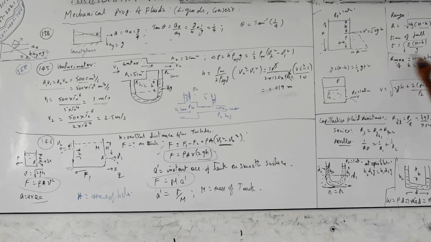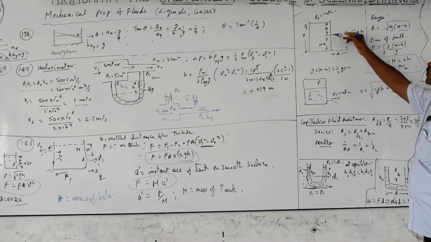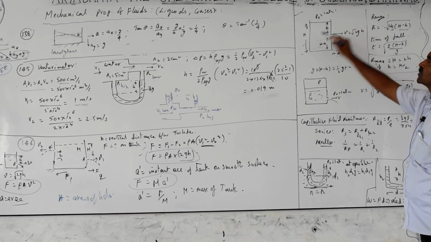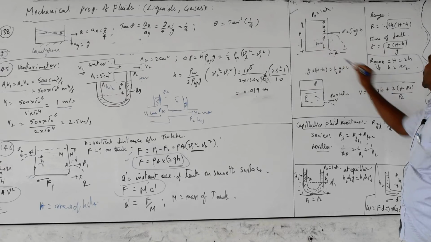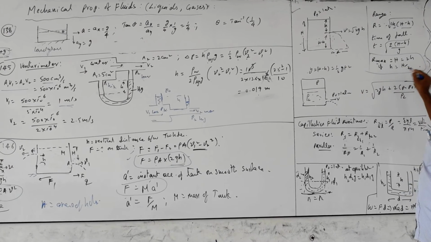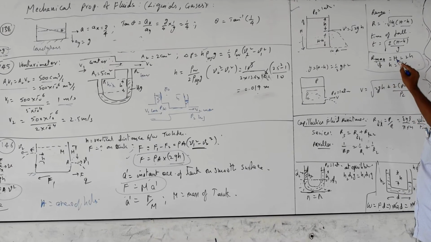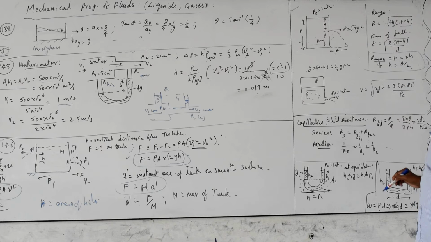What is the maximum range? The maximum range is possible when the hole is exactly at the midpoint of the total height. The total height is capital H, and when small h is equal to H by 2, you will get the maximum range. How much is the maximum range? It is nothing but equal to H only. The total height of the liquid in the container is H, and the maximum range is H.